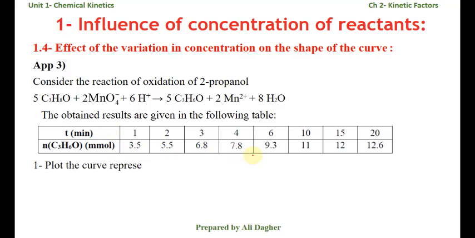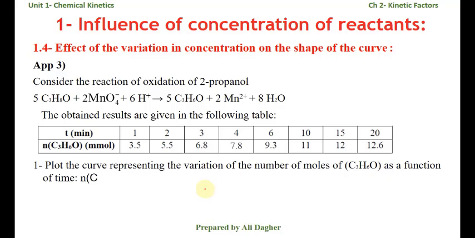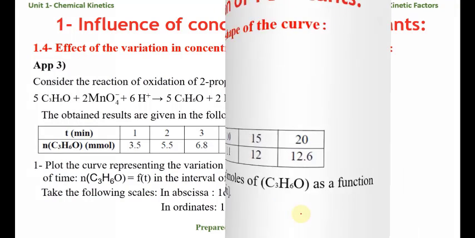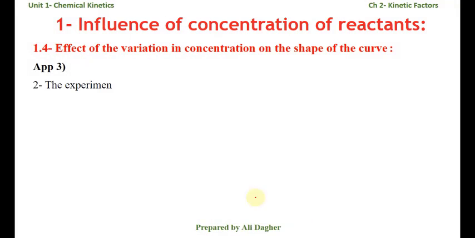1. Plot the curve representing the variation of the number of moles of C3H6O as a function of time, n C3H6O equal Ft, in the interval of time 0 to 20. We should start the curve from the point 0, 0. At t equals 0, the number of moles of product equals 0. We take the following scale: in abscissa 1 cm for 2 minutes, in ordinate 1 cm for 1 millimole.